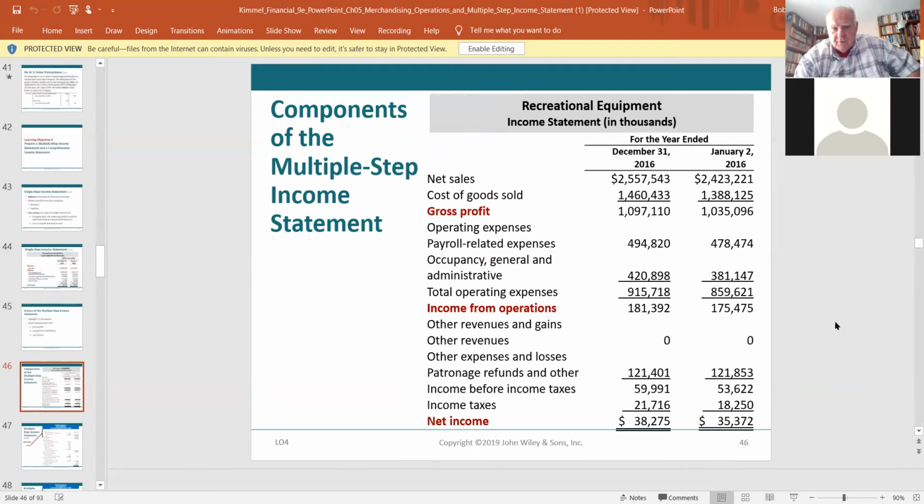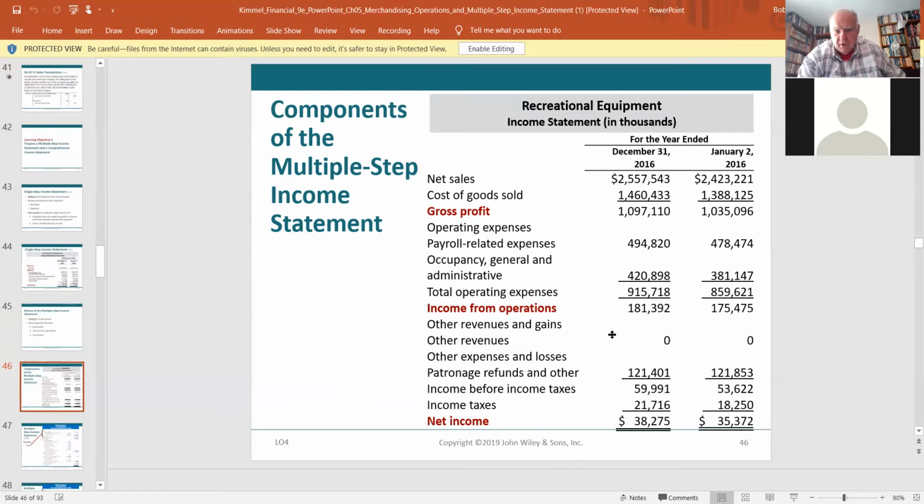Look how it's changed. We have net sales of 2,557. Cost of goods sold now goes up to the top, and it is subtracted from the net sales to get the gross profit. So our gross profit is $1,097,000. That just means that we sold goods for $2,557,000 that cost us $1,460,000. Then we had all kinds of expenses, payroll related and otherwise. Total operating expenses subtracted from gross profit gives you the income from operations.